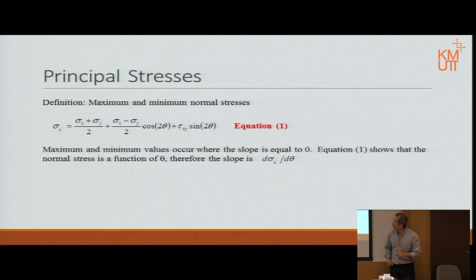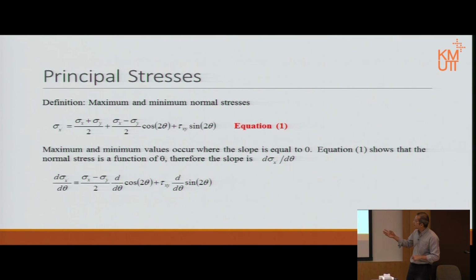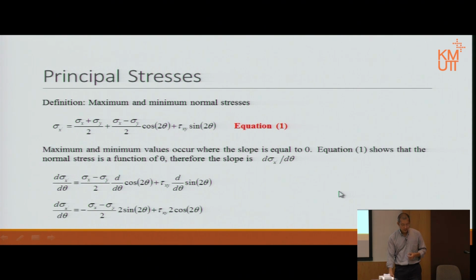Therefore, the maximum will be, as I said, using the function differentiated with theta, d sigma x prime by d theta. And of course, if we differentiate it, then we can distribute it into the terms. Now the first term here, a constant, differentiated, becomes 0. For this term, the constant comes outside, and then we differentiate the cosine 2 theta. This one is the same. Tau xy is a constant, it comes out, and we differentiate the variable term. Okay, and that is how we end up with the differentiation.